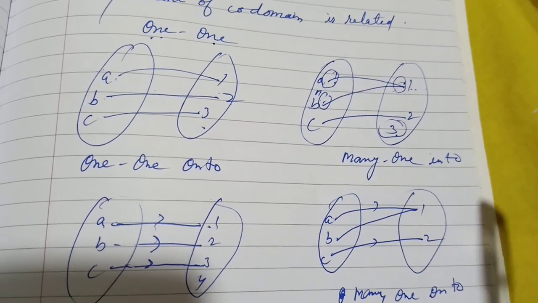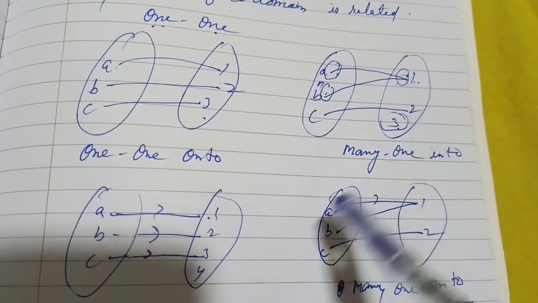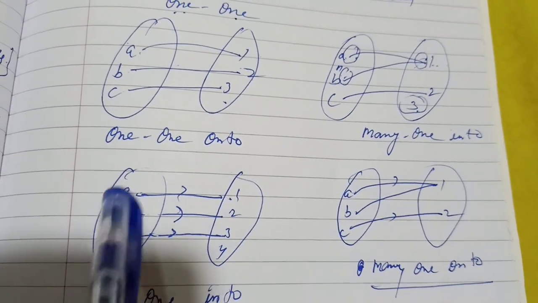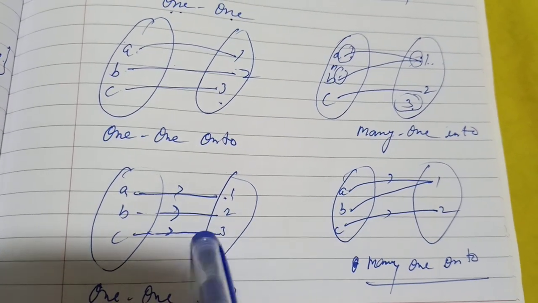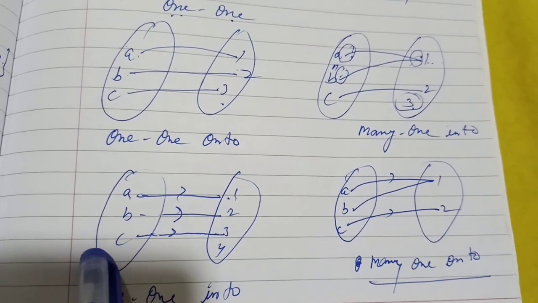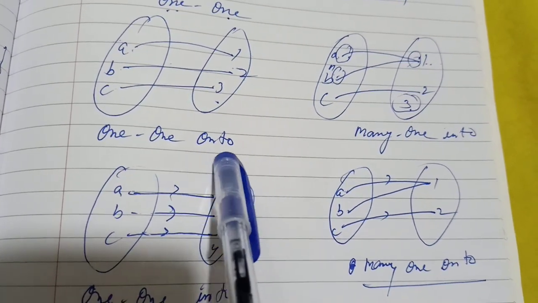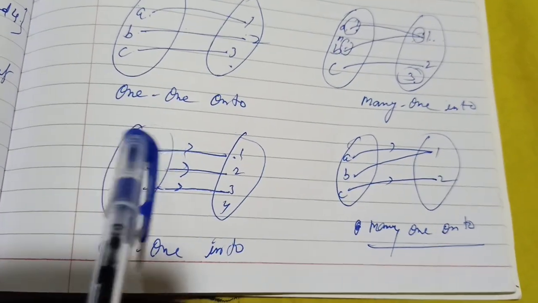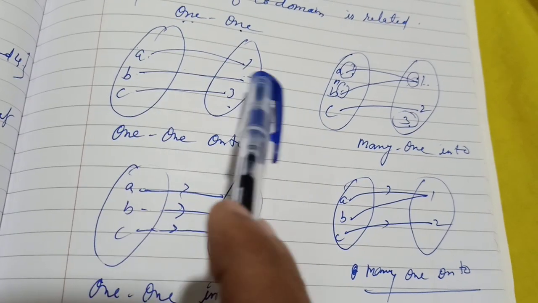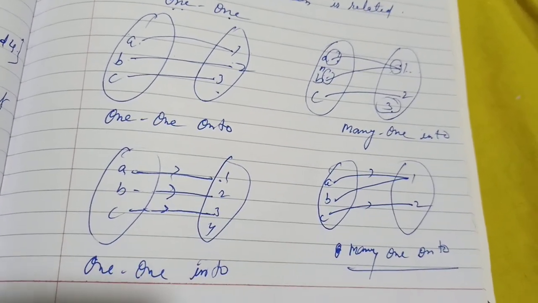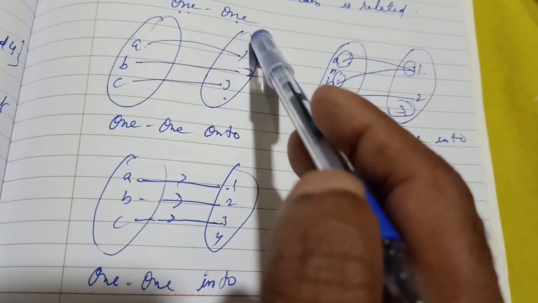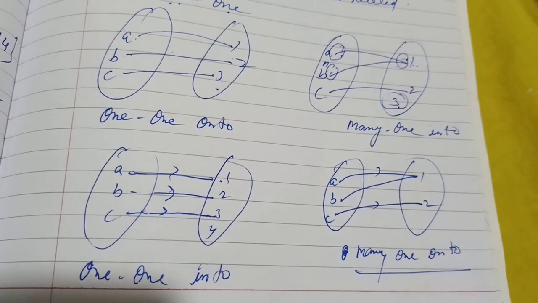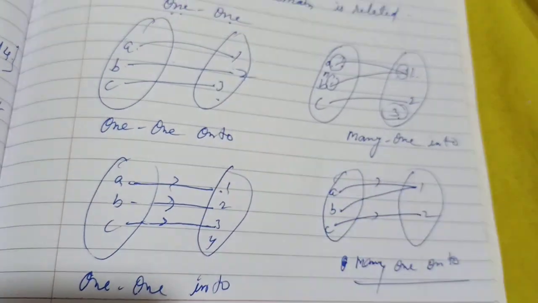We have taken another example. There also every element of the domain is related to a single element, but there is one element in the codomain which is not related with any element of the domain, therefore it is called an into function. Which type of into? Single is related to single, so this is a one-one into function, and the other one is a one-one onto function. Difference understood? Onto means every element of the codomain is related, and into means at least one element is not related to any element.